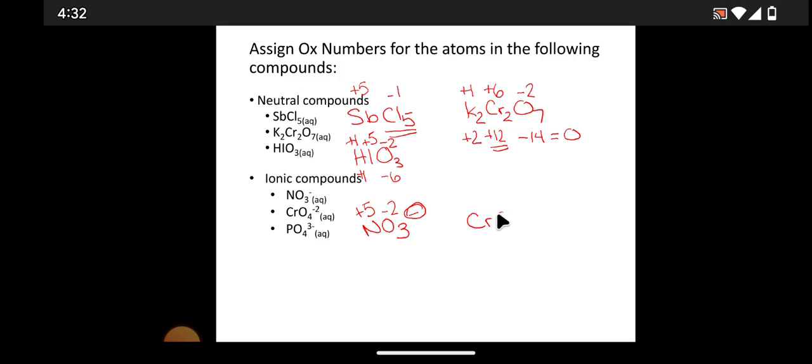Our next polyatomic is CrO4 2-. We assign our fixed number for oxygen, and then chromium would want to be +6, so that if we added our total, so +6 from chromium, -2 times 4 is -8, would give us our ion charge of -2. And then that last one, PO4 3-, fixed number, -2. -2 times 4 is -8. If I need my whole thing to add to -3, my phosphorus has to be +5.